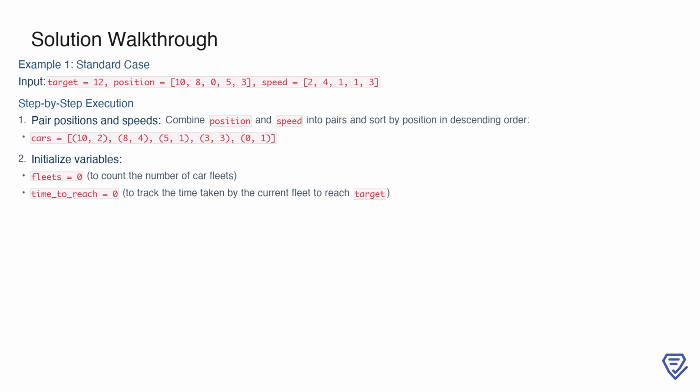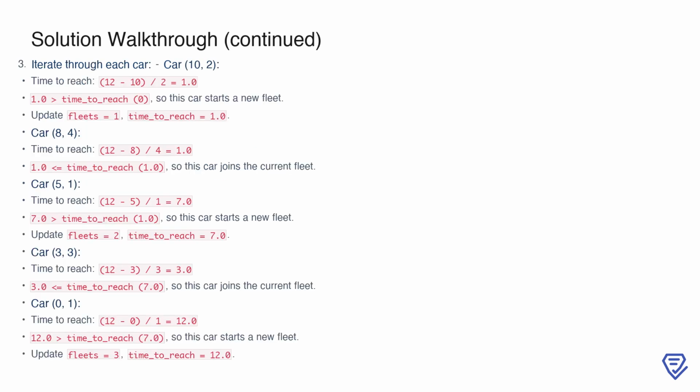Next, we initialize two variables: fleets, which starts at 0 to count the number of car fleets, and time_to_reach, set to 0 to track the time it takes for the last fleet to reach the target. These variables will help us determine when new fleets are formed and when cars join existing ones. Now, we process each car in descending order of position. First, the car at position 10 with speed 2 takes (12 - 10) / 2 = 1.0 hours to reach the target. Since this time is greater than the current time_to_reach of 0, this car forms a new fleet. We update fleets to 1 and time_to_reach to 1.0.